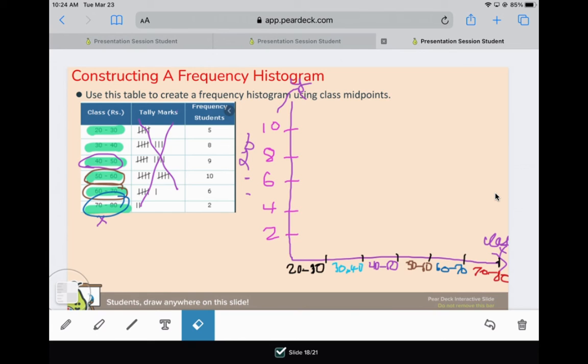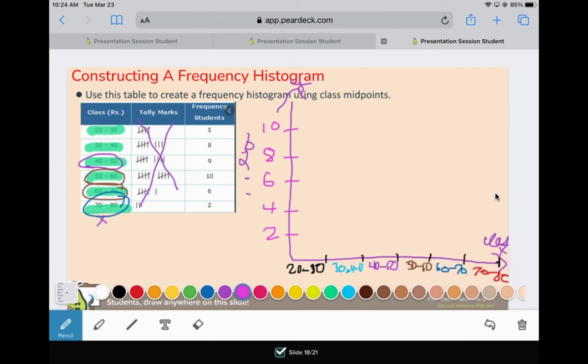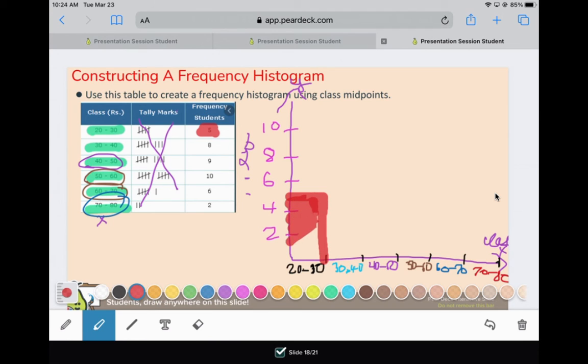Okay, so I'm going to use a frequency. So look over here. My first class is 5. So I'm going to draw the bar graph. 5 is between 6 and 4, so it's going to be this. So this is my first class. This is my first bar at 5.